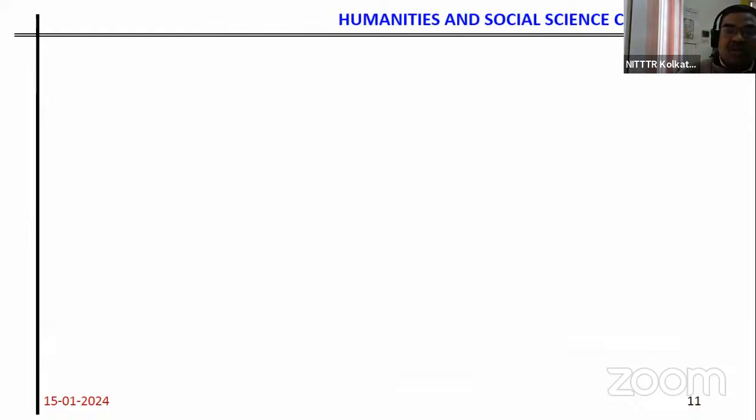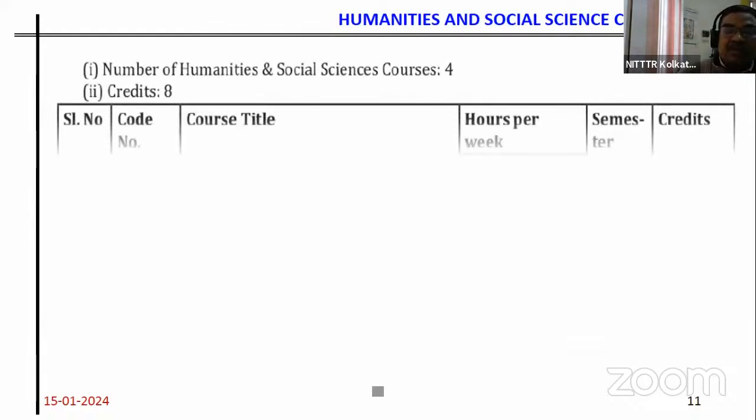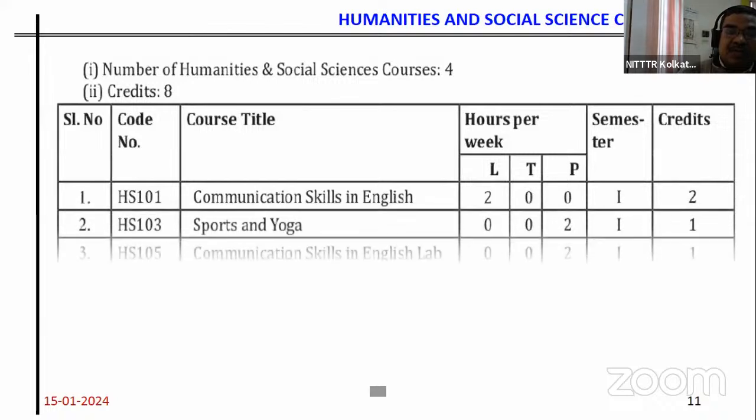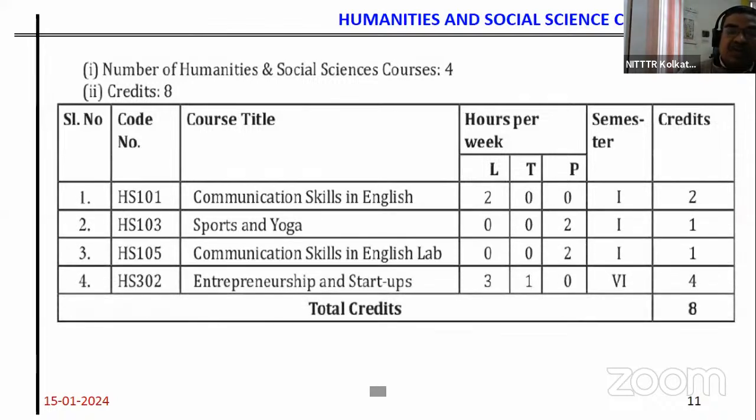Humanities and social science course, for example, total number of courses is 4 and total credit is 8. The courses are like communication in English, with LTP distribution 2-0-0, and total credit is 2. Yoga and sports 0-0-2, total credit is 1. Communication skill in English 0-0-2, total credit is 1. Entrepreneurship and startup 3-1-0 means 4. I mean the total is 8 credits.